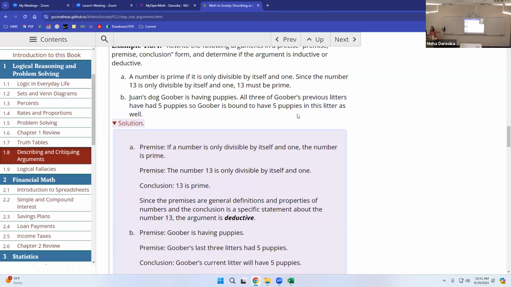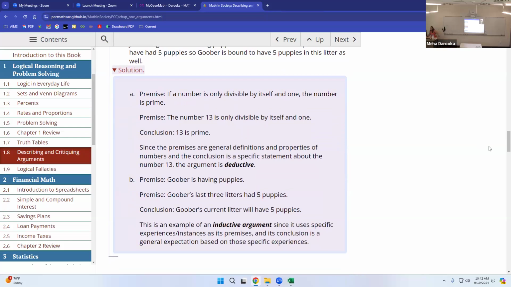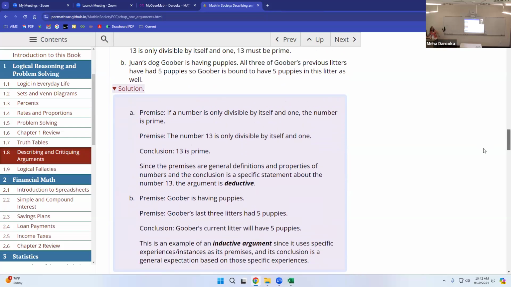In the Goober puppy example, so I can get that on the same page. Okay, so here we had basically said the current litter, the puppies Goober has this time, will have 5 puppies.